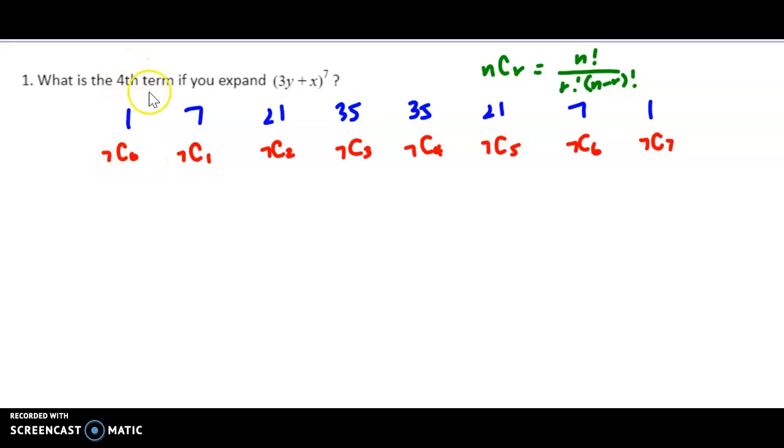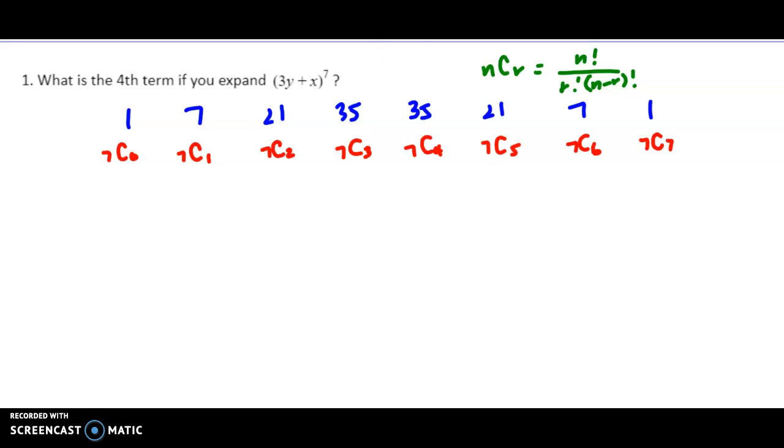And so whatever term you're going to be asked to figure out, right? When you do the nCr formula, your r is going to be 1 less than whatever this term number is, okay? And so the fourth term is going to be 7 choose 3, all right? Okay, so that's going to be 7 choose 3.